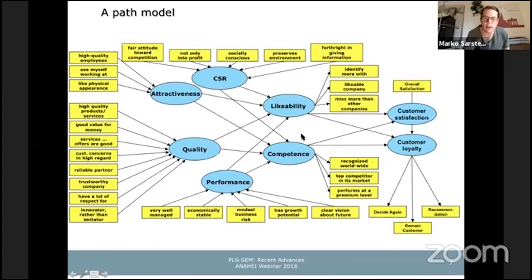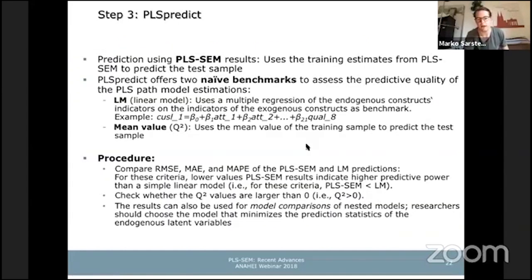So we don't process any information regarding the PLS path model structure. We don't know that there's ability and competence in between, or what these relationships look like here. That's all omitted. That's what makes this a naive benchmark.